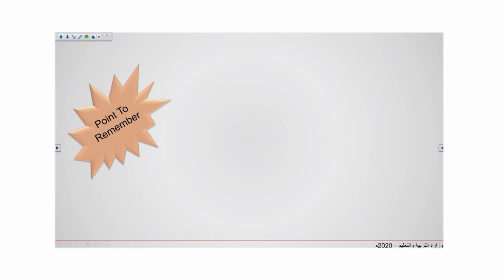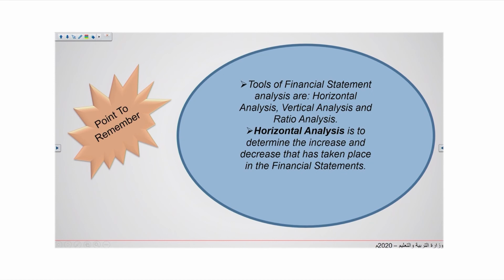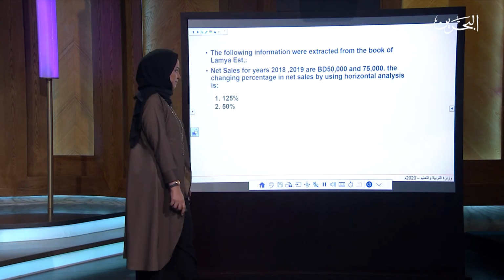Okay, so in this lesson we have points to remember. Tools of financial statement analysis: we have horizontal analysis, vertical analysis, and ratio analysis. Today we explained horizontal analysis, which is to determine the increase or decrease that has taken place in the financial statement, which is the income statement and balance sheet. Next lesson will be about the vertical analysis.